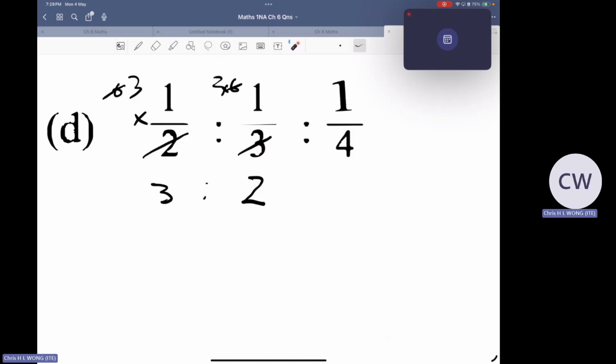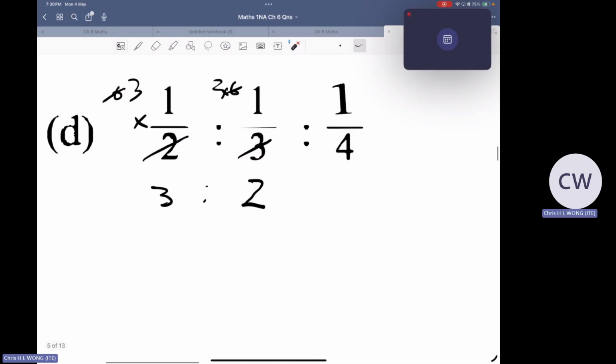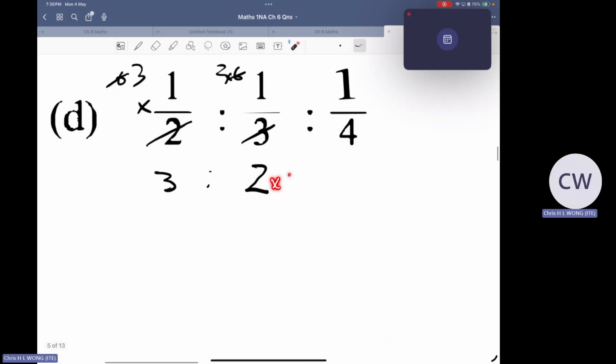Say for example, I'm going to times 6 to make it into 12. If right now I times 6 here, I have 6, and if I times 6, that will give you 18, right? Times 6. I'll give you 18 is to 12. I just want to show you how I do it.